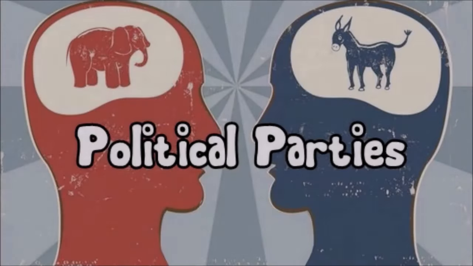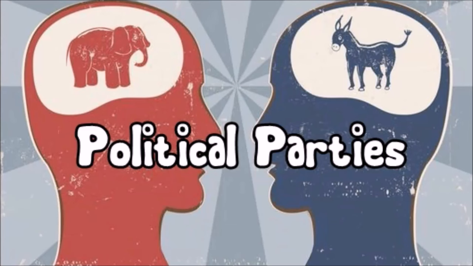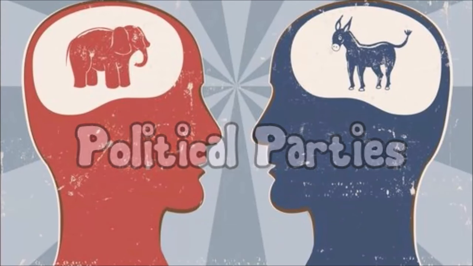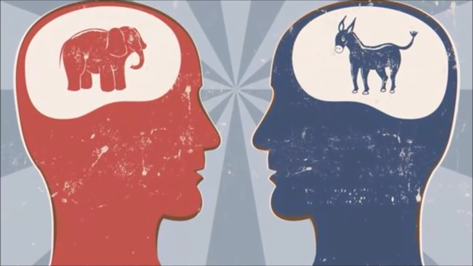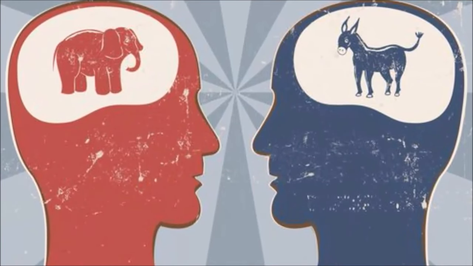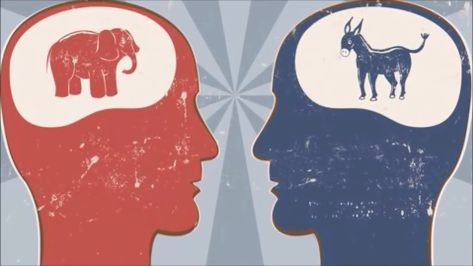There are two main political parties in the United States, the Republicans and the Democrats. What is a political party? Why are there only two main parties?